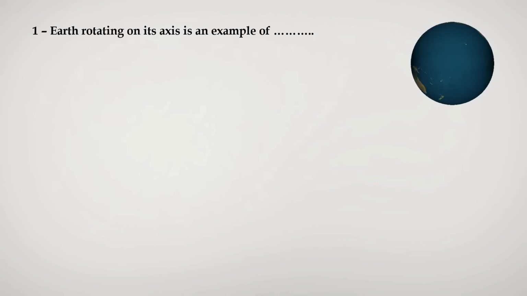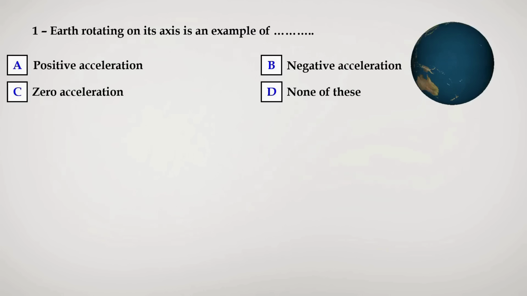MCQs on acceleration. Let us understand these questions based on the concept of acceleration. Question 1. Earth rotating on its axis is an example of which type of acceleration? The correct answer is zero acceleration.